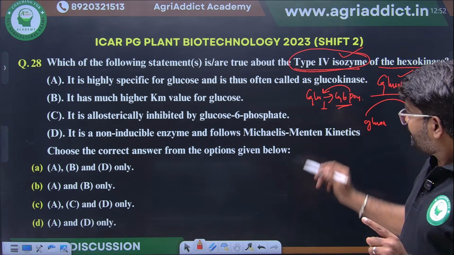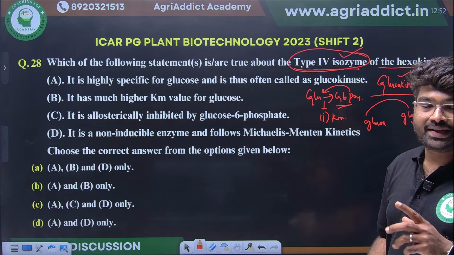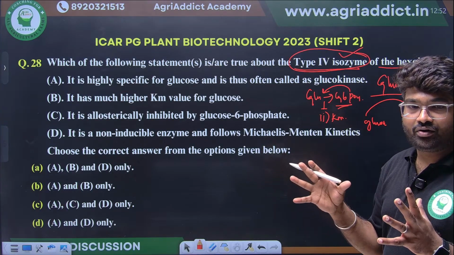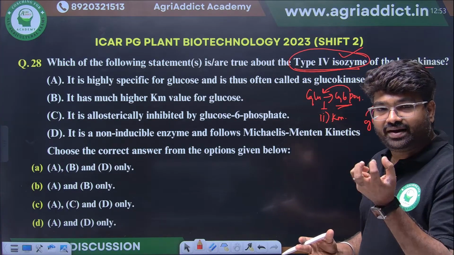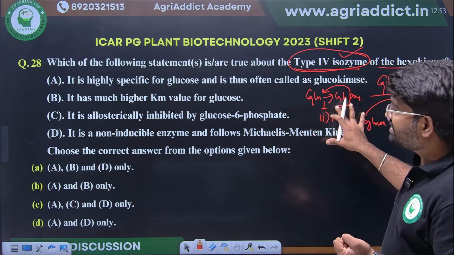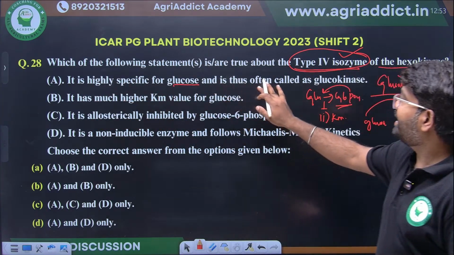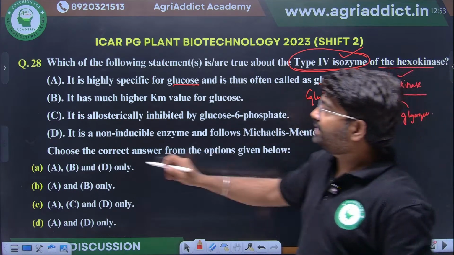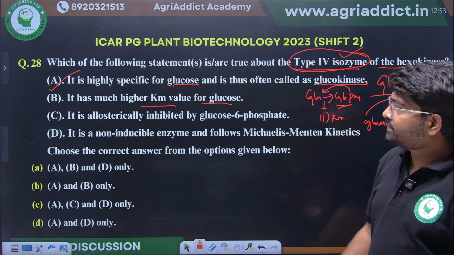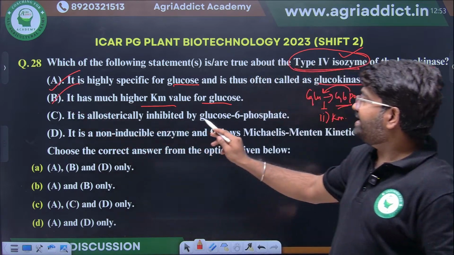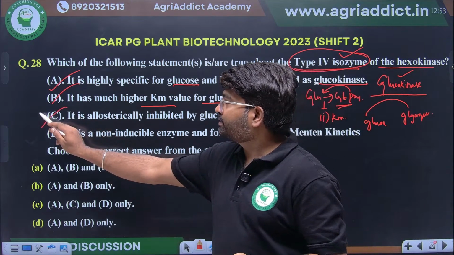Second, the Km for this enzyme will be high. Km being high means a large number of substrate molecules can be converted into product, but it will take more time. Km low means the affinity of the enzyme will be high. Clear? Based on this concept, we are going to solve. It is highly specific for glucose and often called glucokinase. Yes, true. It has a much higher Km value for glucose. This is also true. It is allosterically inhibited by glucose 6 phosphate. I told you it is not inhibited by glucose 6 phosphate, so this is wrong.